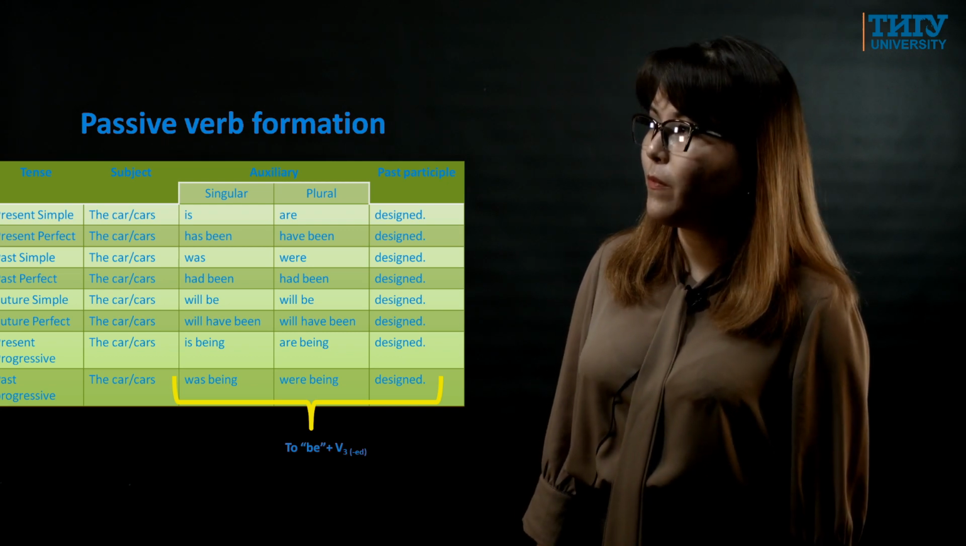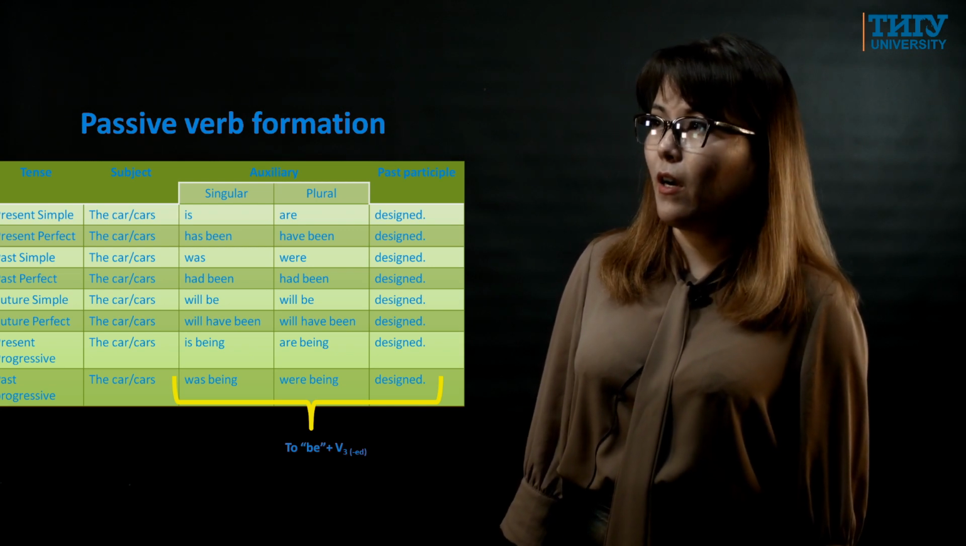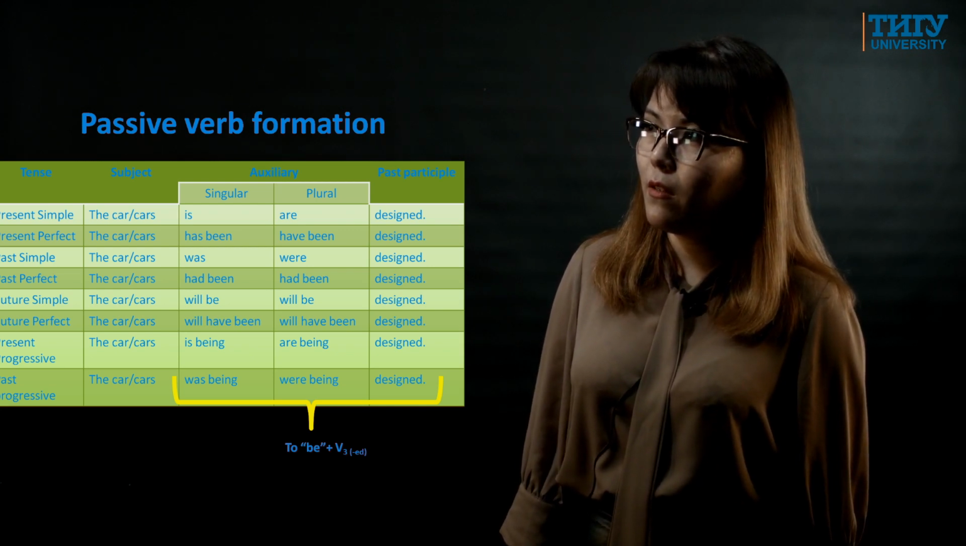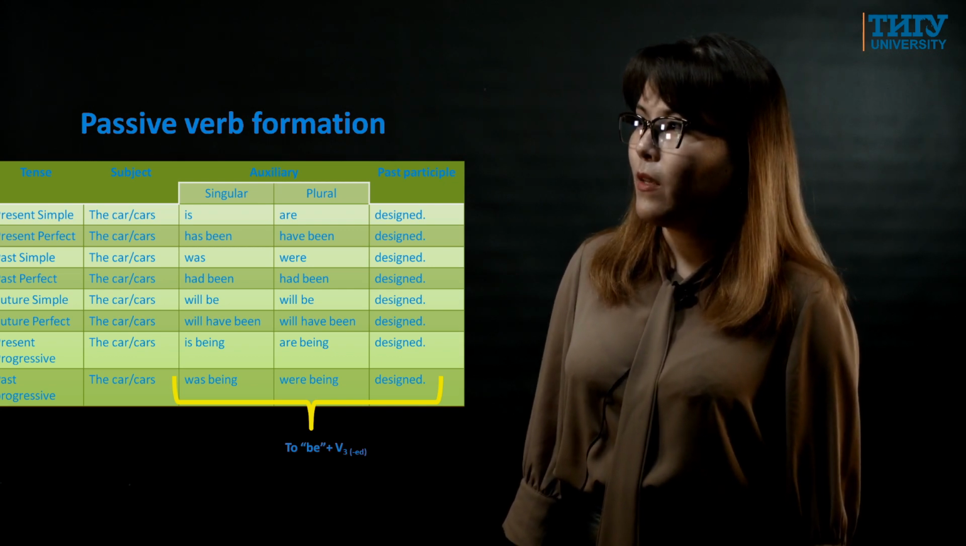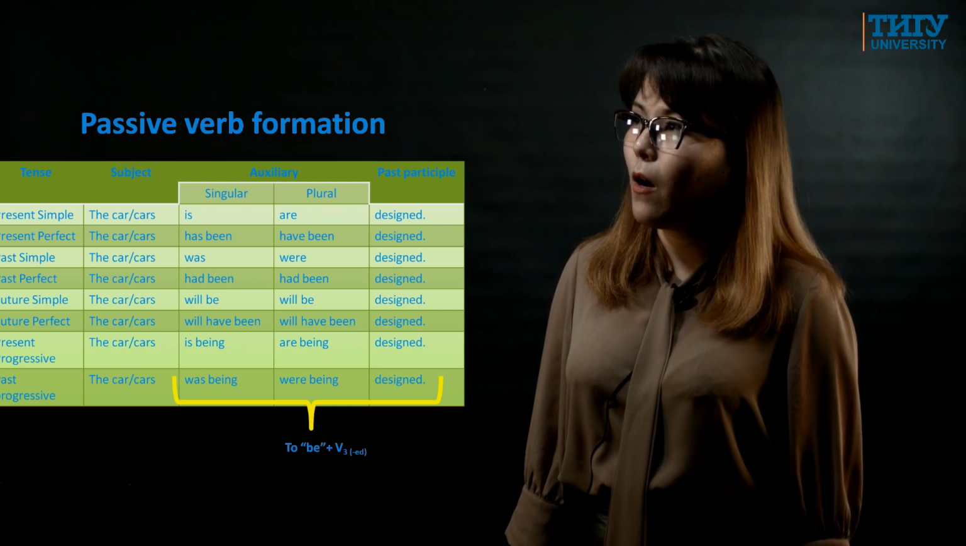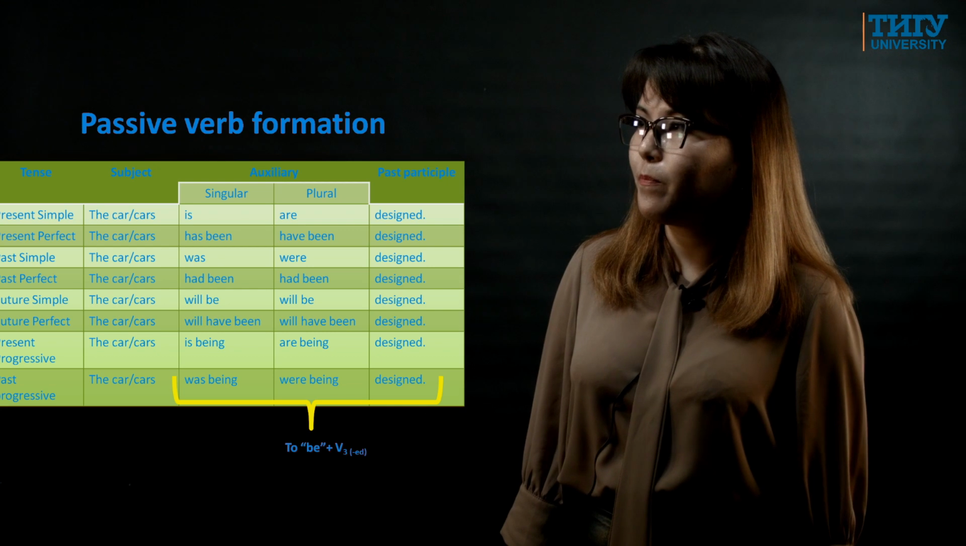You know it. The next is present perfect. The car has been designed, or the cars have been designed. Then the past simple: the car was designed or the cars were designed.